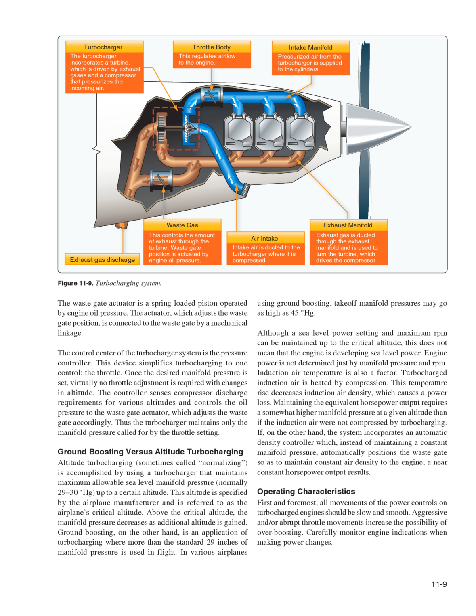Engine power is not determined just by manifold pressure and RPM. Induction air temperature is also a factor. Turbocharged induction air is heated by compression. This temperature rise decreases induction air density, which causes a power loss. Maintaining the equivalent horsepower output requires a somewhat higher manifold pressure at a given altitude than if the induction air were not compressed by turbocharging.